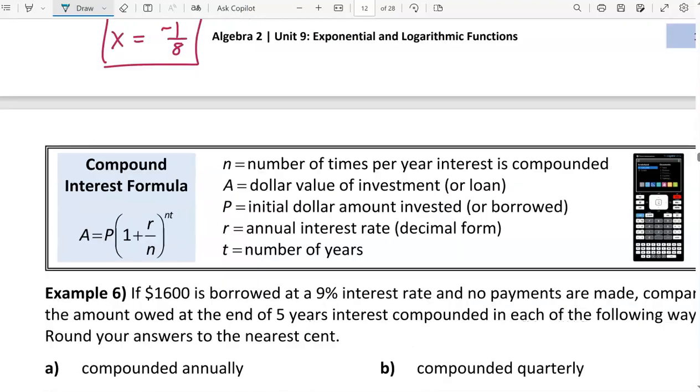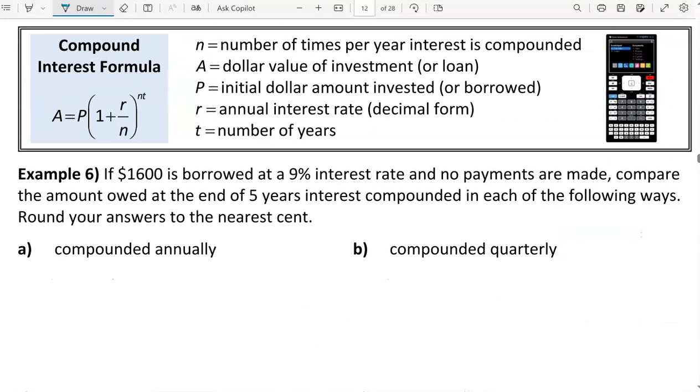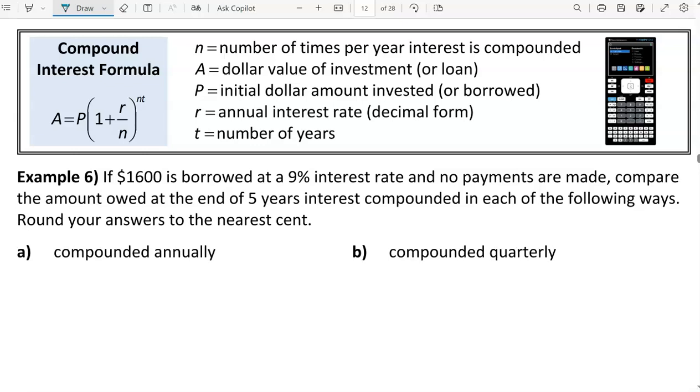All right, let's move on to compound interest. This is going to involve your calculator, so if you want to pause the video while you grab your calculator, do so now. And the compound interest formula is below here in blue. A equals P times 1 plus R divided by N raised to the N times T power, where N is the number of times per year interest is compounded. A is the dollar amount or value of the investment or loan. It can work the same in both situations. P is the initial dollar amount invested or borrowed. And R is the annual interest rate in decimal form, and T is the number of years.